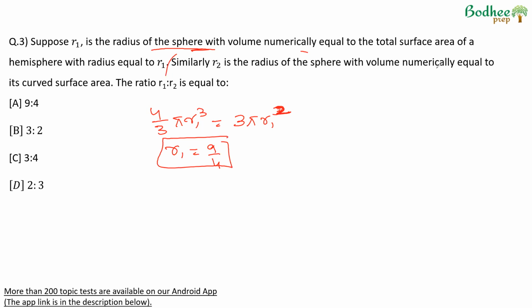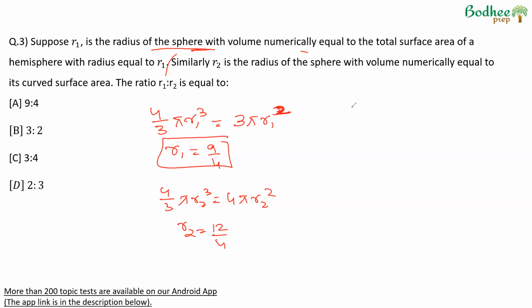Similarly, R2 is the radius of a sphere with volume numerically equal to its curved surface area. The volume of the sphere will be 4 by 3 pi R2 cube, numerically equal to its curved surface area. The curved surface area of a sphere will still be 4 pi R2 square. A sphere is a sphere. And therefore, from here you will get R2 is equal to 12 by 4, as pi and pi cancel.